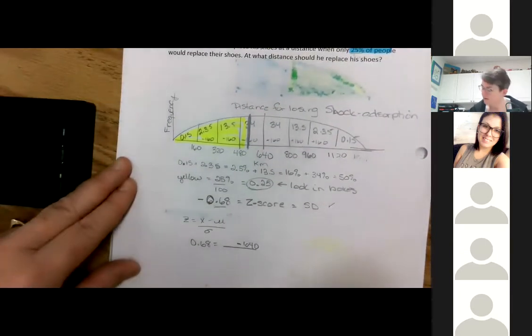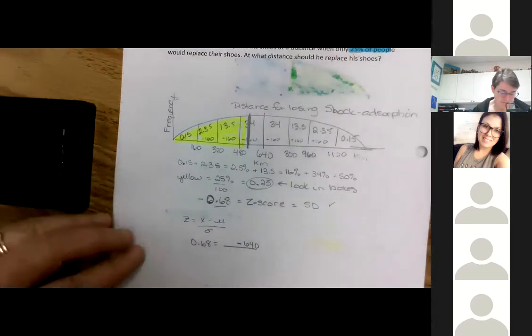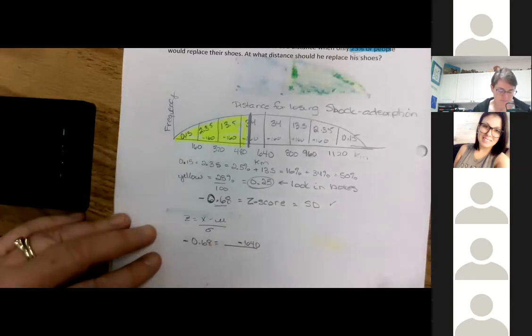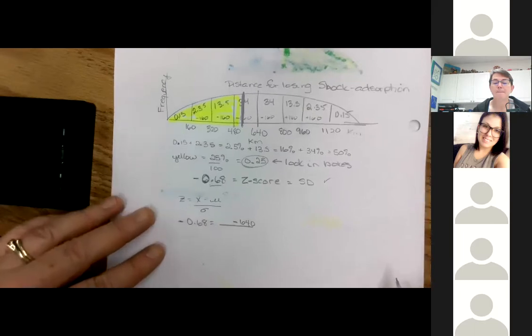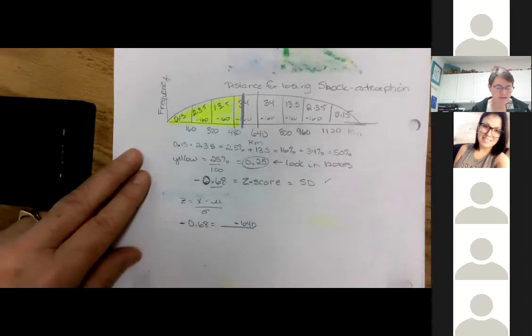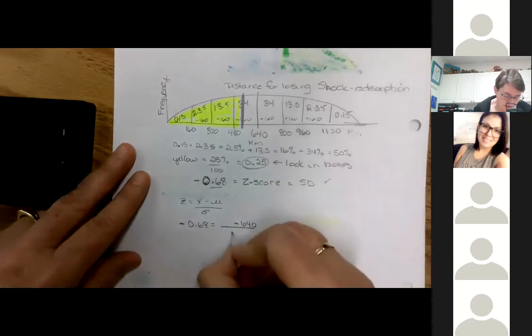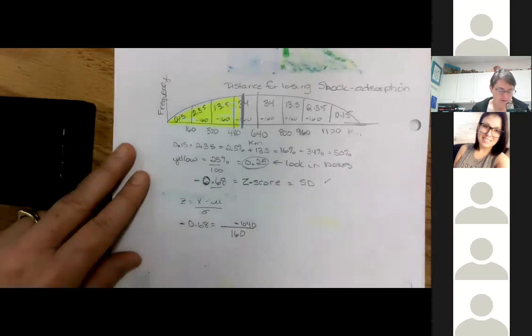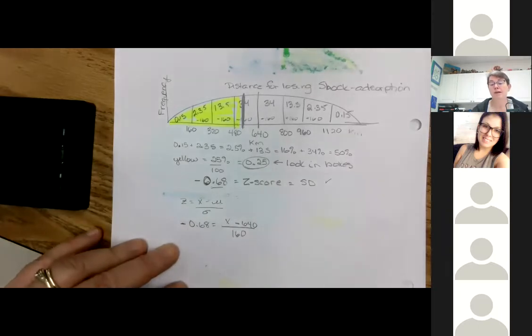Okay, 640. Cleveland, what goes on the bottom? What's our mean? I thought that one was 640. Oh, sorry, what's our standard deviation? 160. All right, so that goes on the bottom. So the only thing we don't have is that x part. And that's normally the data point. So we're okay.